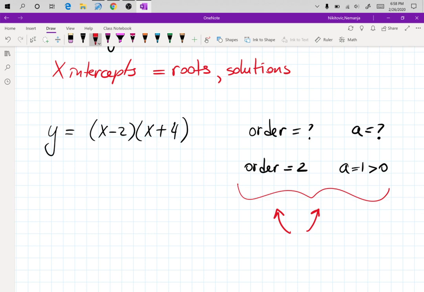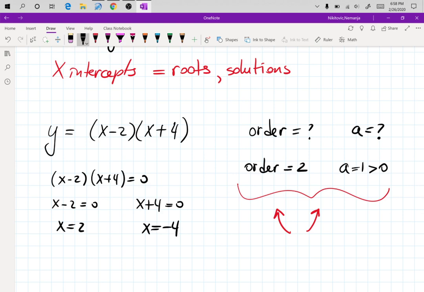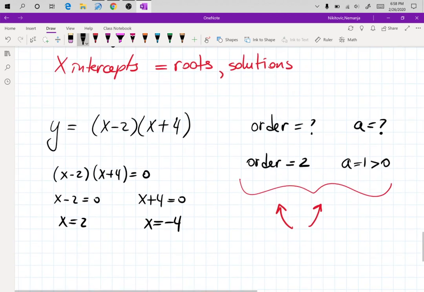Now we are going to add x-intercept to the mix. So we solve x minus 2, x plus 4 equal to 0. X minus 2 equal to 0, x is 2. X plus 4 equal to 0, x is negative 4. This is called zero product property, where you have the product of the two equal to 0, and then you set each one to 0, and so on.